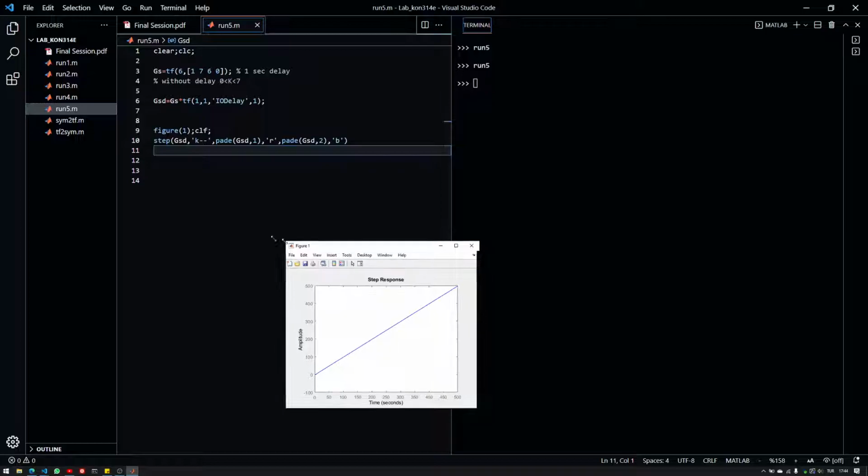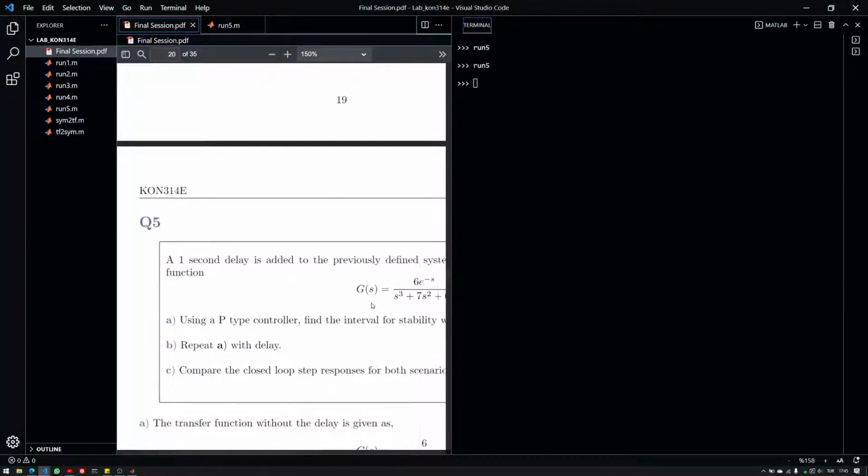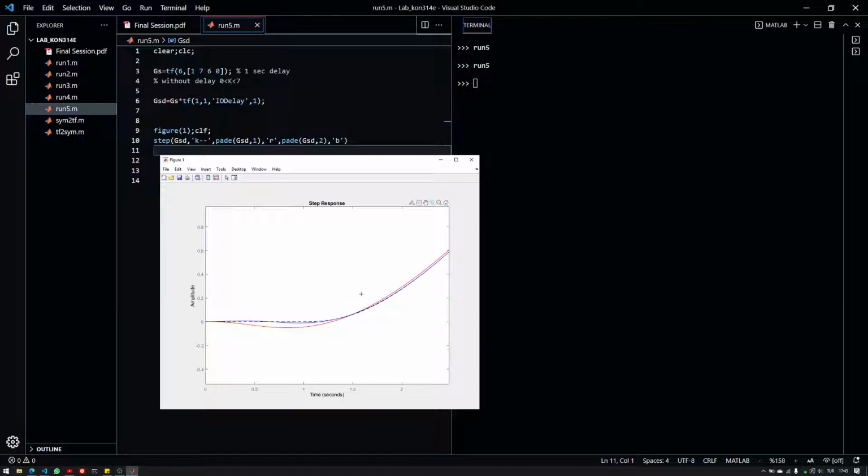Now, it's quite problematic. Let's try to zoom in here. Yeah, of course we have an integrator here, so that's quite an issue. So we do have an integrator, and therefore we have a ramp response here.